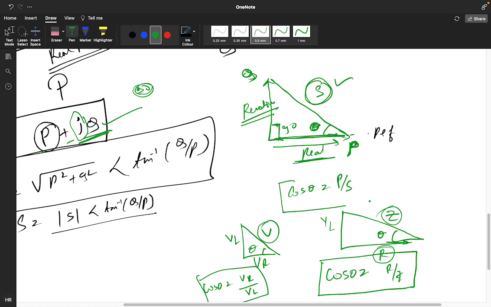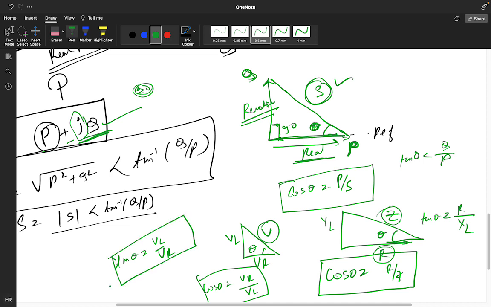Right? All are true. Cos theta can be written as P by S, cos theta can be written as VR by VL, cos theta can be written as R by Z also. Okay, what about tan theta? Tan theta will be P by B, perpendicular by base. Here, if you want to write, tan theta is equal to R by XL will come, and here tan theta is equal to VL by VR will come, right?